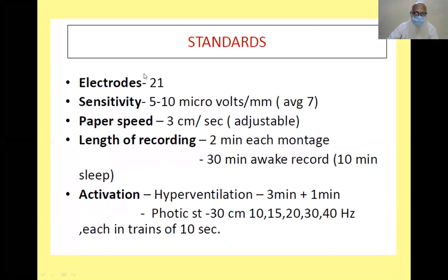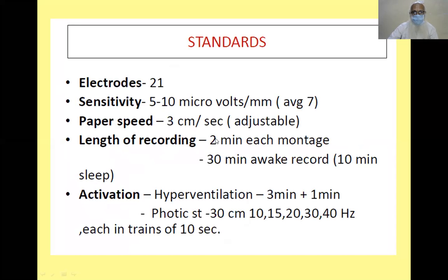There are 21 electrodes used in the so-called 10-20 system. Sensitivity is in microvolts, 5 to 10 microvolts per millimeter. And the paper speed is usually 3 centimeters per second. It can be increased or decreased, so it can be faster or slower speed. Commonly the average speed usually used is 3 centimeters per second.